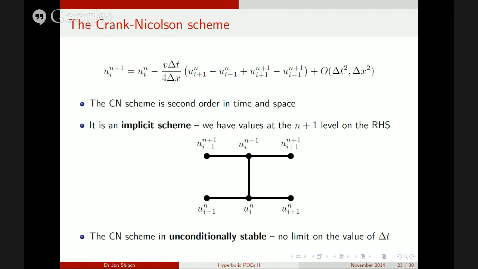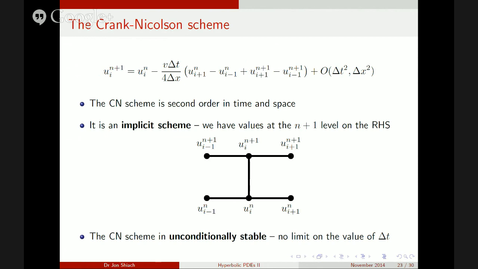What's great about the Crank-Nicolson scheme is that it's unconditionally stable. It doesn't matter what value of delta t you use, it will be stable. All the other ones, the explicit methods, have some limit on the value of delta t. With the Crank-Nicolson scheme, there's no limit for stability. But that doesn't mean you should just whack in a great big value of delta t, because it's second order accurate. The larger your value of delta t, the less accurate your solution is going to be. So you've still got accuracy concerns there.